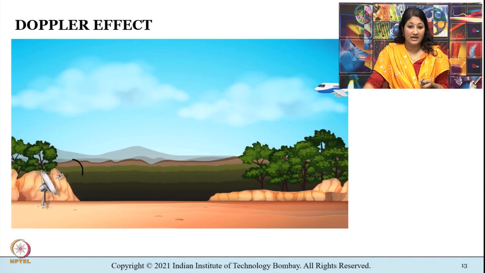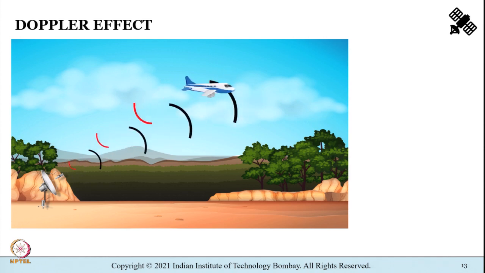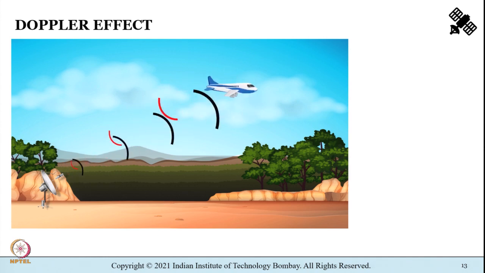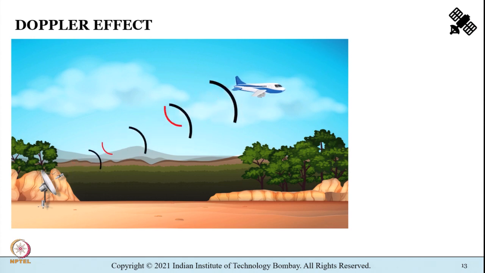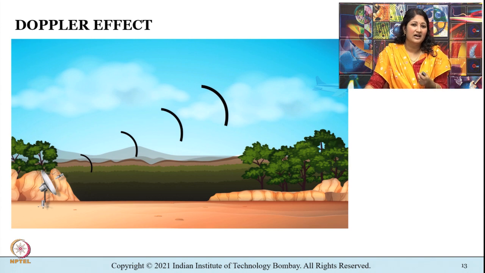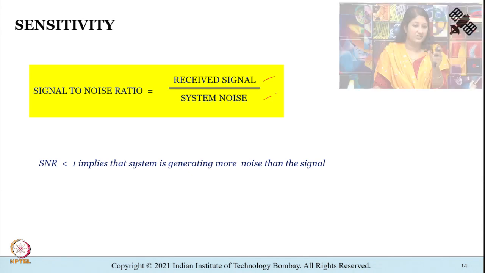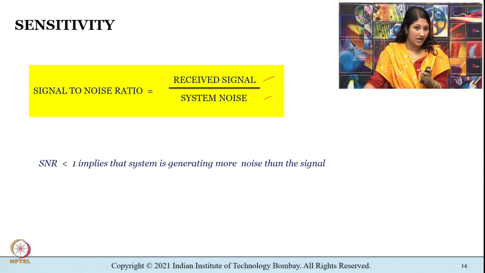And please do not forget that a Doppler effect occurs whenever the target is moving towards the instrument or away from the instrument. And also the antenna can tend to collect noise from the background because of the side lobes, and hence the usefulness of the instrument can be defined using a term known as signal to noise ratio. It is nothing but received signal divided by the system noise, popularly abbreviated as SNR.